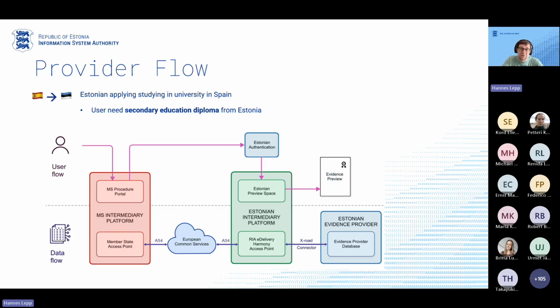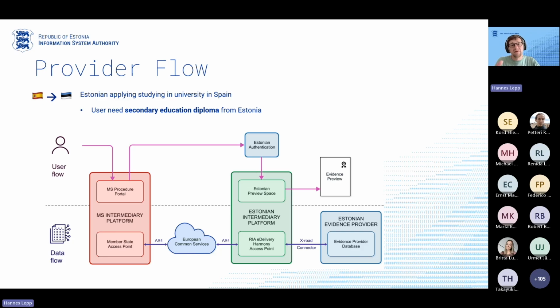All Estonian competent authorities are connected through X-Road. And competent authorities must implement only one X-Road service to connect with OOTS. So if a user has evidence in an Estonian register, then the user can review the evidence in the preview space and send it back to the requesting country.